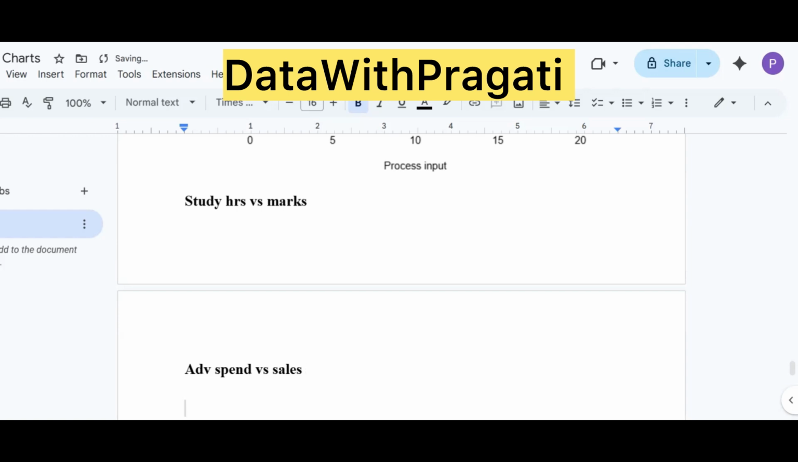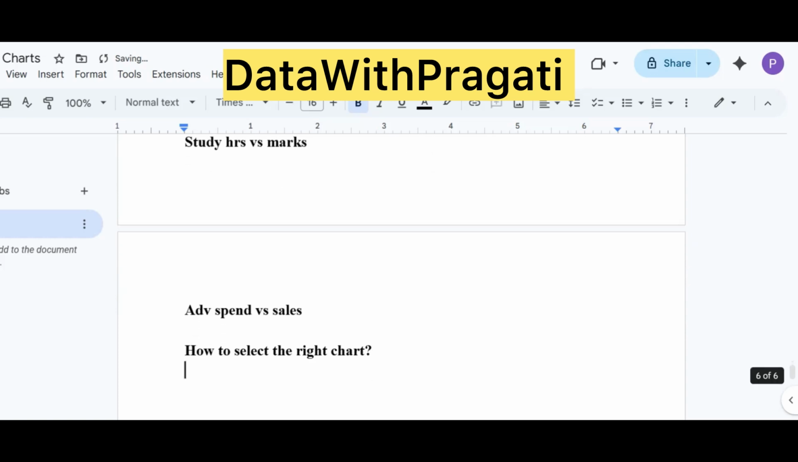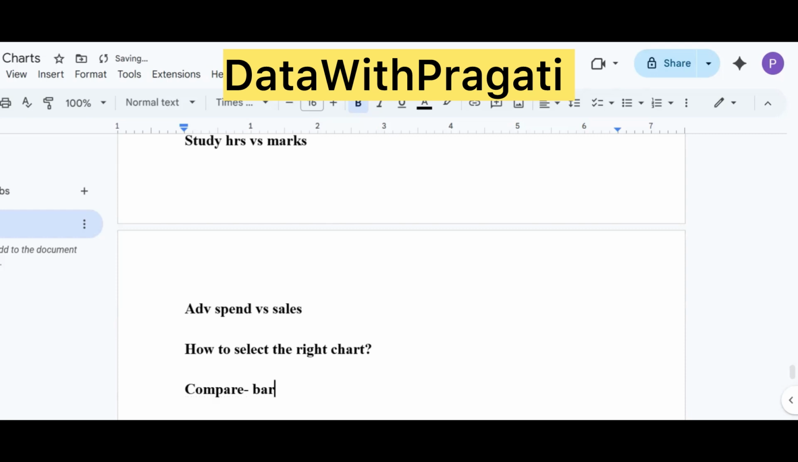Now, how to select the right chart. Now comes the most important part. Before choosing a chart, ask yourself, what do I want to show? Let's understand. If you want to compare values, then use a bar chart or column chart. Example: sales in different regions.